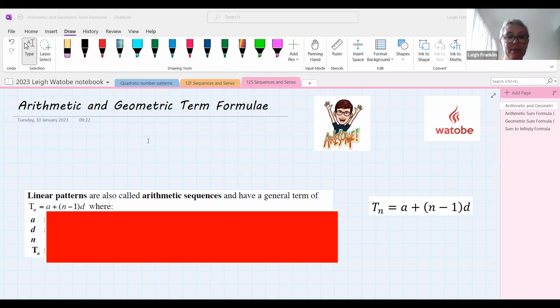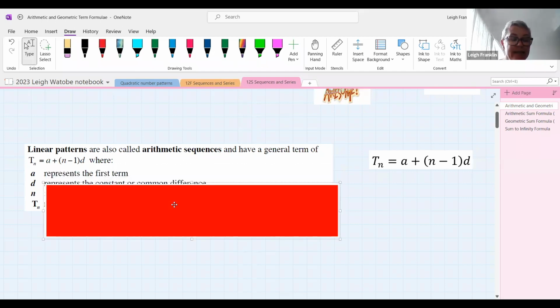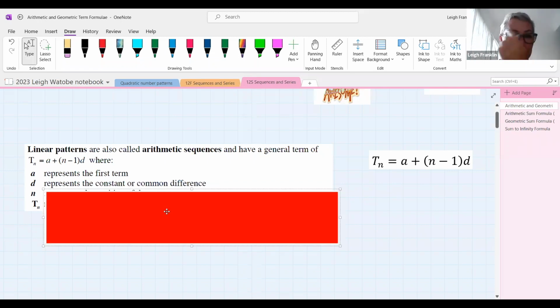Okay, so an arithmetic pattern takes the form Tn equals a plus (n minus 1)d, just like I've got here on the right-hand side. And all arithmetic or linear number patterns are exactly the same. Here a represents the first term in the pattern. d represents the same thing that all linear number patterns have. Does anybody know what that is? What do all linear or arithmetic patterns share? They have a common difference. A common difference, absolutely. The difference between the terms is always the same.